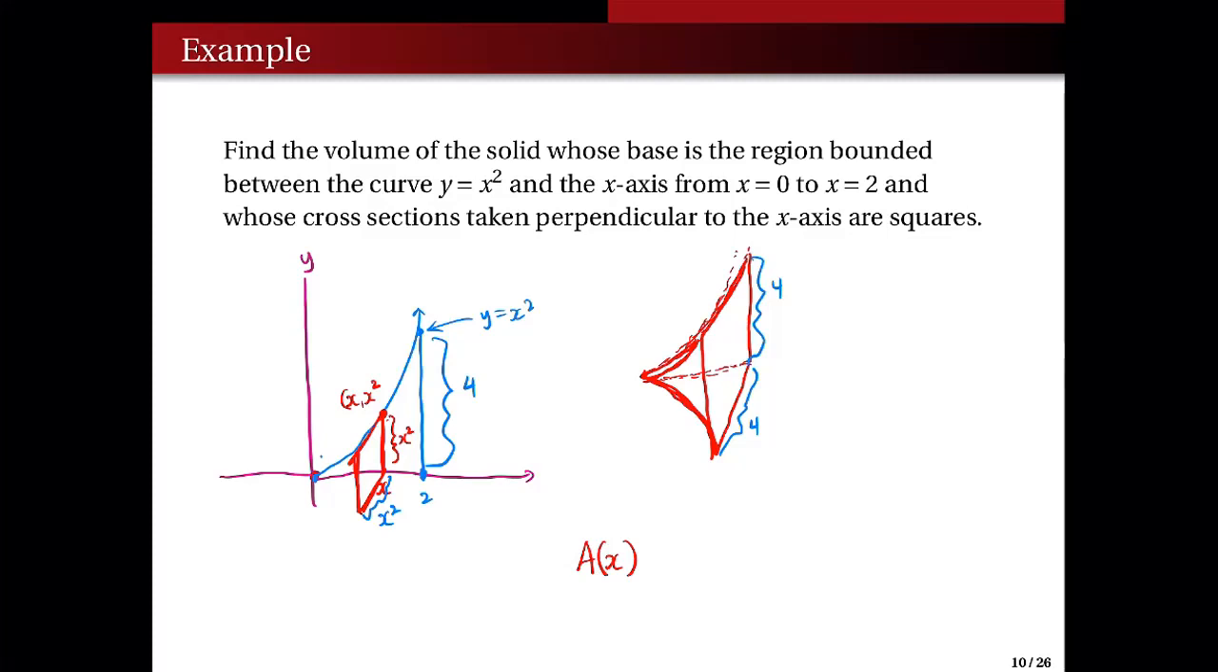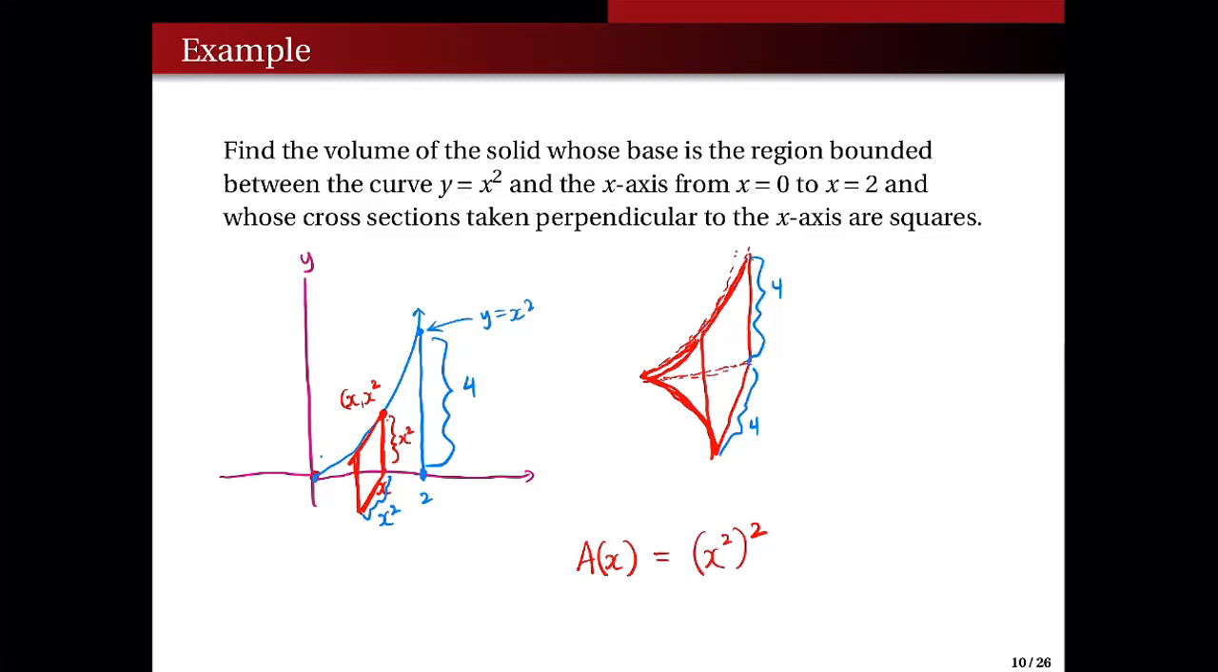But looking at this, the approximating slab is vertical. So if the approximating slab is vertical, then the variable of integration must be in terms of x. And therefore, this area function will be x squared squared.